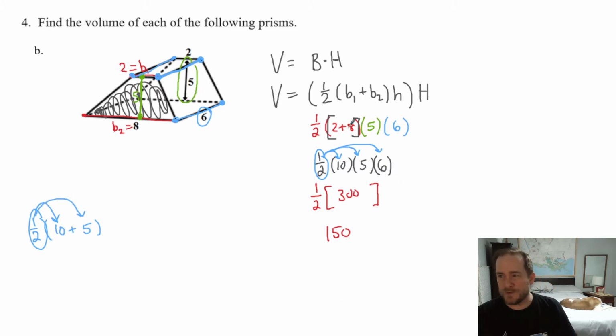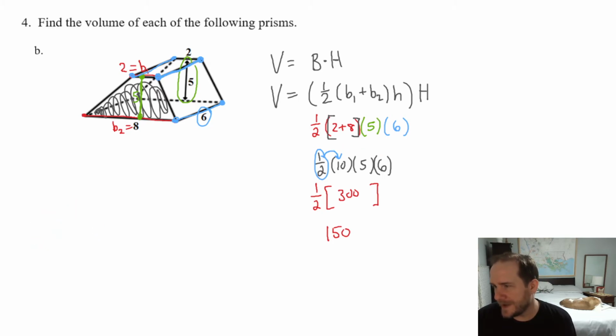But with multiplication, you're only supposed to take half of one thing. So find something even and take half of it, like the 10. Half of 10 is 5. So you know that you now have 5 times 5 times 6. And 5 times 5 is 25, and 25 times 6 will give you the same 150.